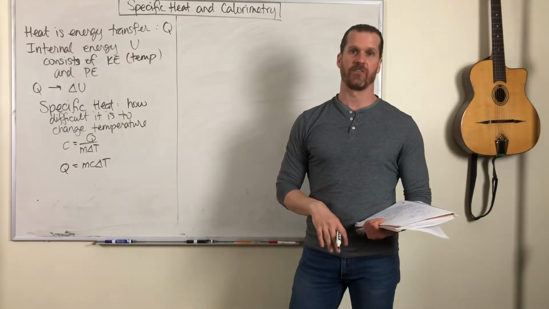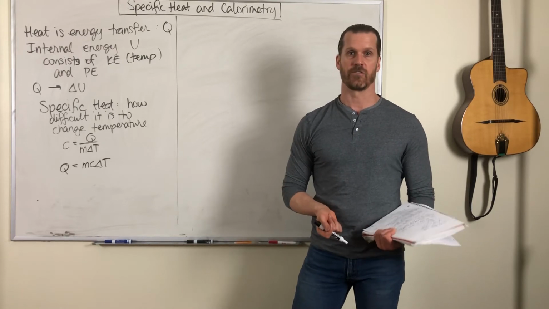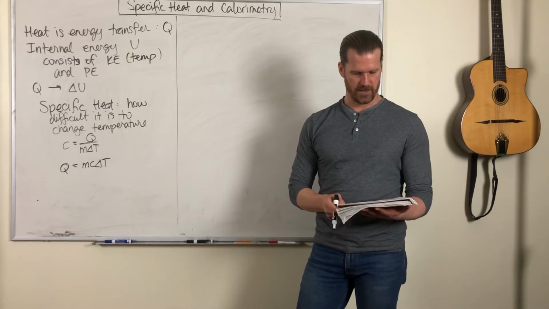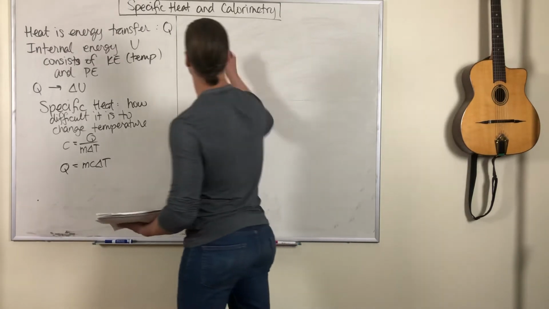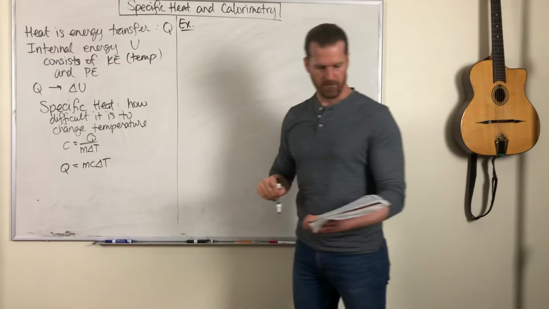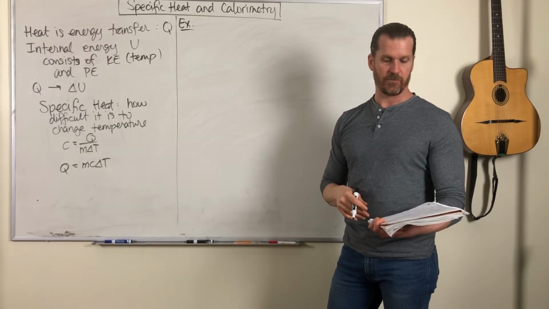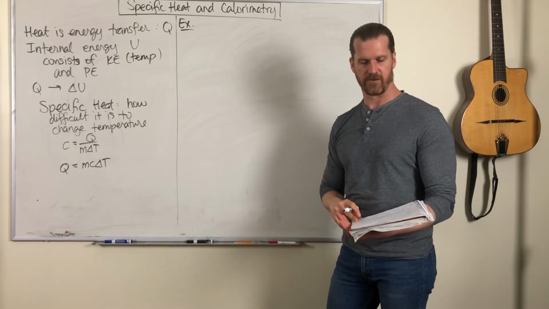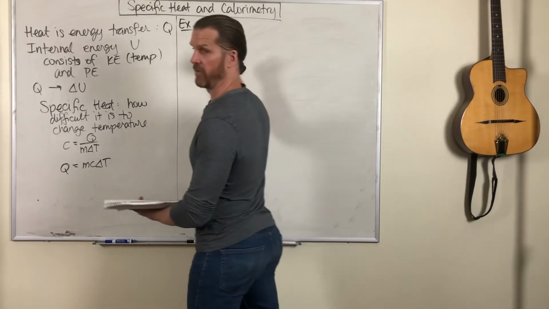Your textbook has a table of specific heat values for all kinds of different materials. And I'll do two examples here involving water and one also involving iron. So first example, how much heat, how much energy must be added to raise the temperature of 1 kilogram of water from 20 degrees to 100 degrees Celsius?